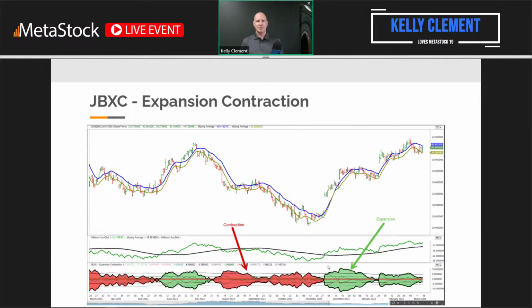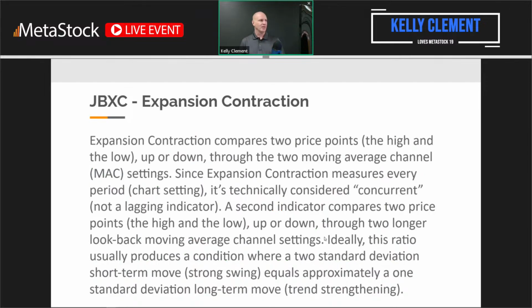Well, how is expansion and contraction measured? Here he compares two price points, the high and the low, which is now the MAC channel: the 10-period of the high and the 8-period of the low. Expansion contraction measures every period chart setting. It's technically considered concurrent, not a lagging indicator. And a second indicator compares two price points, the high and the low, up and down through two longer back moving average channel settings.